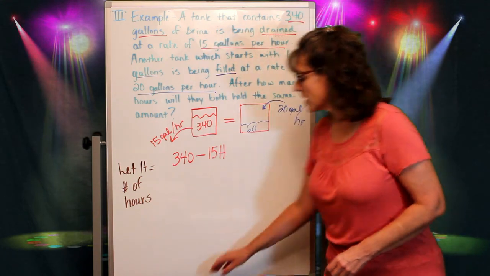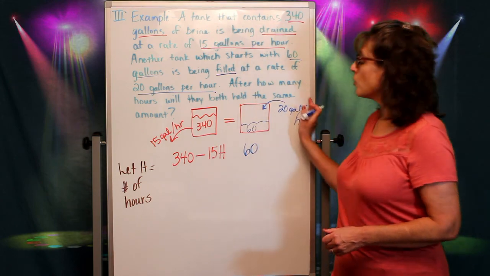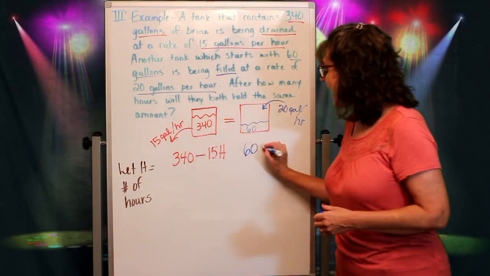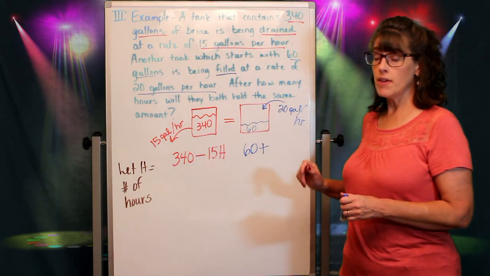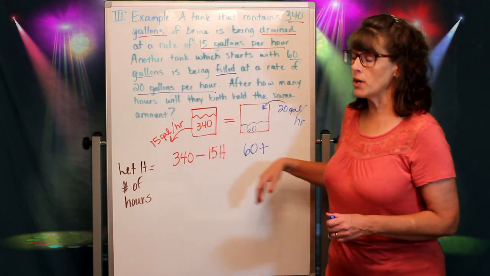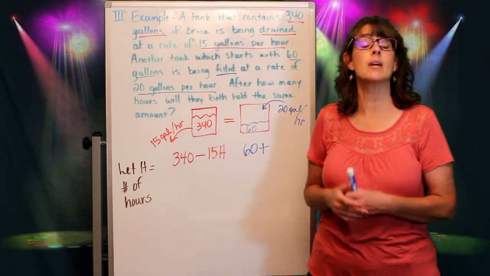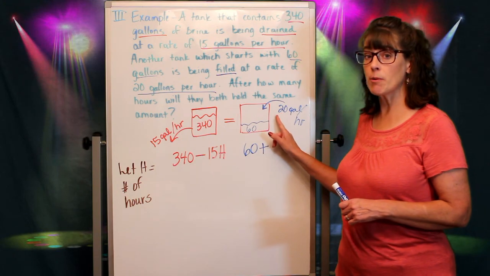Now, let's take a look at the second tank. It starts with 60, but notice we're filling it. How do we show we're filling it? Yes, we're going to add. Now, what we're doing is, in the first hour, we're adding 20. In the second hour, another 20. In the third hour, another 20. In the fourth hour, another 20. We're adding 20 every single time, and once again, what would be faster? Yes, let's multiply 20 by the number of hours.